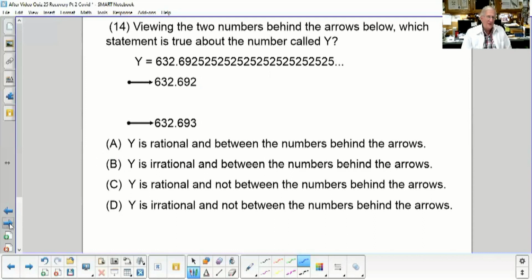Viewing these two numbers behind the arrows below, which statement is true about the number called y? Notice it starts out with a 6, 9 after the decimal point, but then it's 2, 5, 2, 5, 2, 5, 2, 5 forever. That means it's what? Rational. Now, is it between them? Well, it looks like it is, right? 2, 5 is between 20 and 30, so I think we're okay. So this is a rational number that is between the arrow numbers, okay?